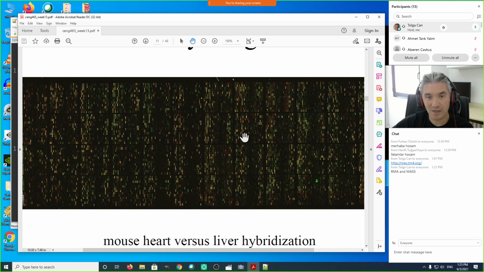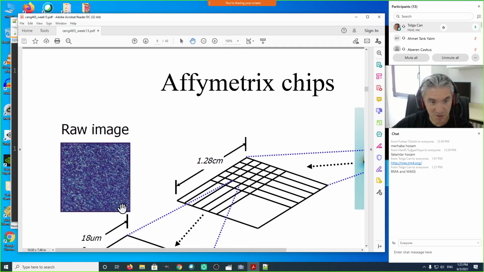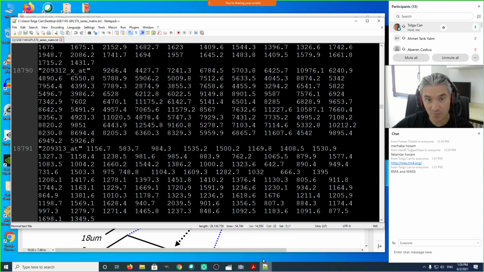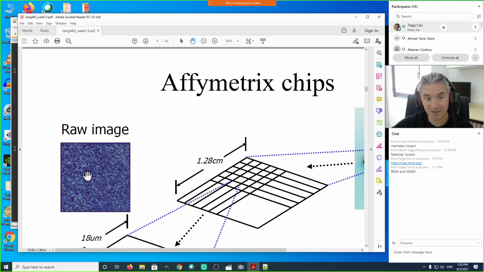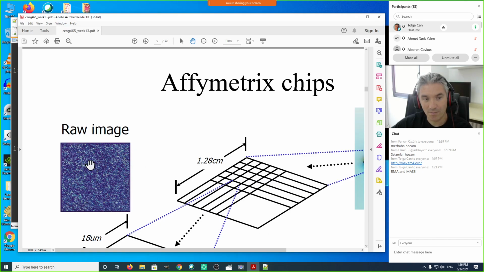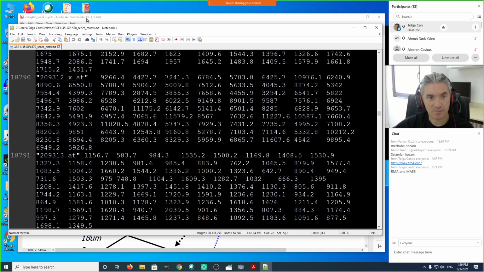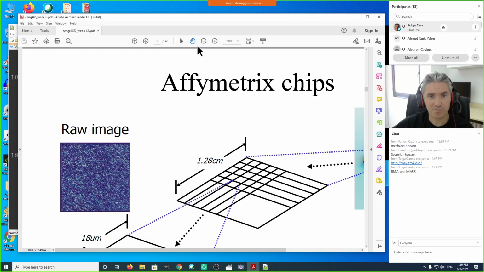So each of these matrix images, each of these square images that you see here, corresponds to a single column in this matrix. That's a single column. So this matrix-like organization of your transcripts has nothing to do with the matrix-like organization of this one. This whole matrix image that you see here corresponds to a single column on this matrix. All right, let's get back to this one.